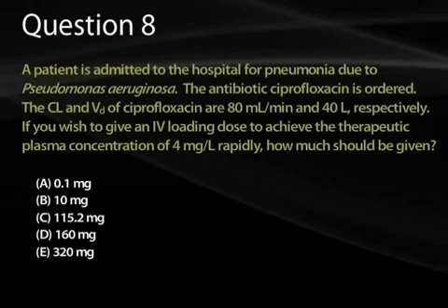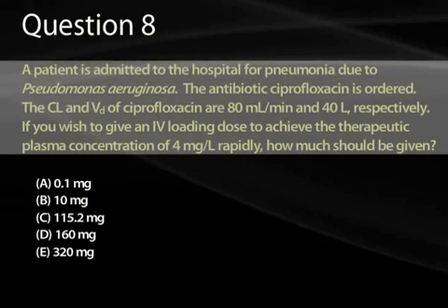Question number 8. A patient is admitted to the hospital for pneumonia because of Pseudomonas aeruginosa. The antibiotic ciprofloxacin is ordered. The clearance and the volume of distribution of Cipro are 80 mils per minute and 40 liters, respectively. If you wish to give a loading dose to achieve the therapeutic plasma concentration of 4 milligrams per liter rapidly, how much should be given? So this is a loading dose question.